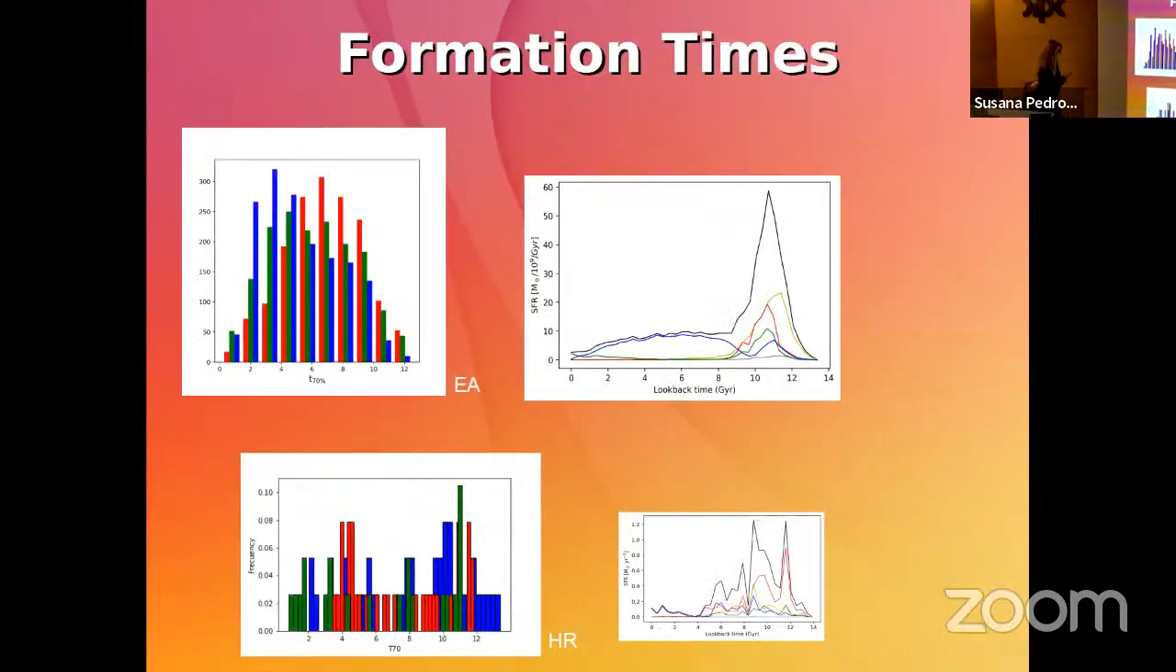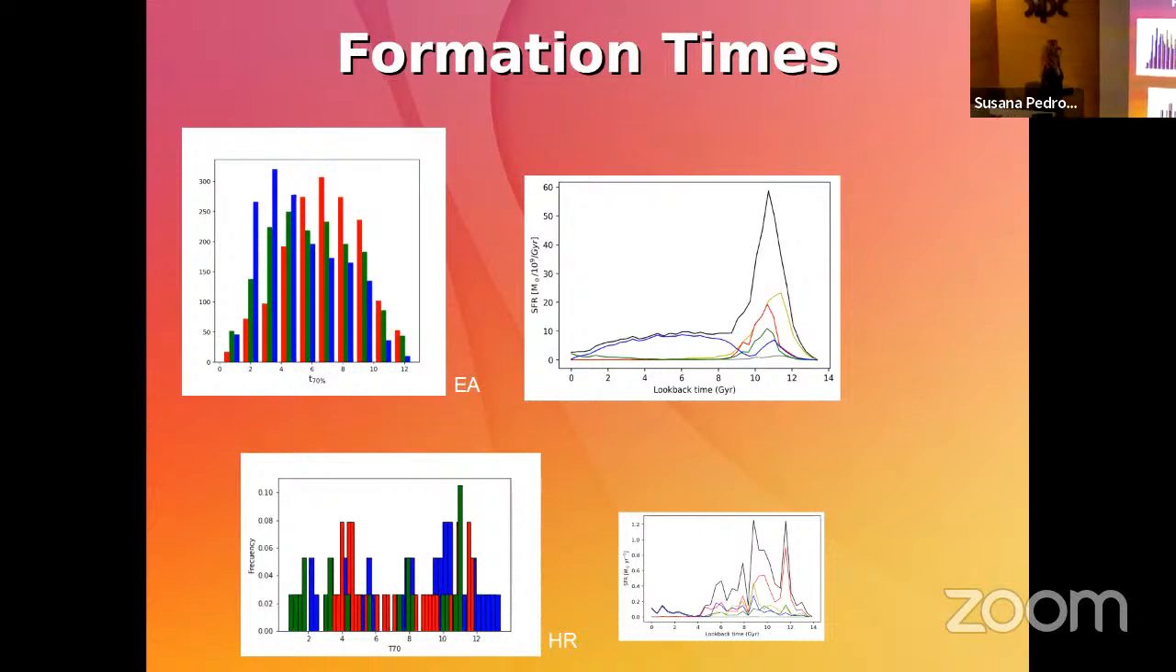Also, we analyzed the stellar population ages and the formation time. Just to characterize the formation time of each component, we defined the T70. It is the time when 70% of the mass has been assembled. And you can see here, red is always for the dispersed bulge, green is for the rotating bulge, and blue is the exponential disk.